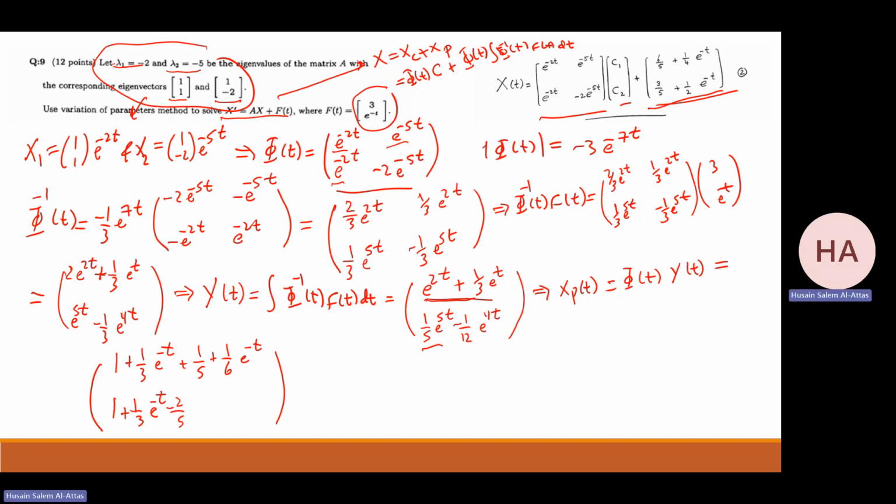Okay. And then plus, be careful, be careful, be careful. Okay, this minus 2t times this, that will be 1 plus 1 over 3 e to the power minus t. Then e to the power 5t times this, we get 1 over 5. Then times this, we get minus 1 over 12. Okay. Now this one times this, you have 1 plus 1 over 3 e to the power minus t. Now this one times this, you have minus 2 over 5. That's it. And plus 1 over 6 e to the minus t.